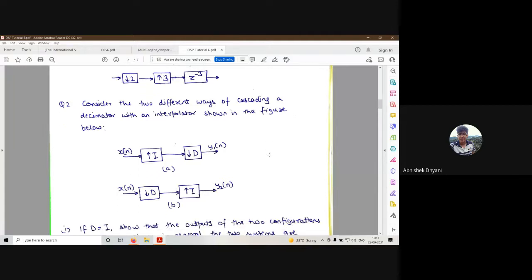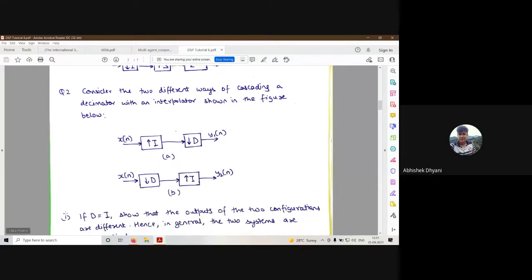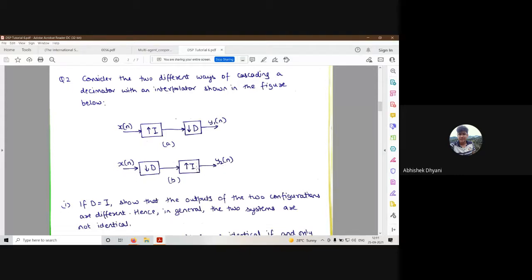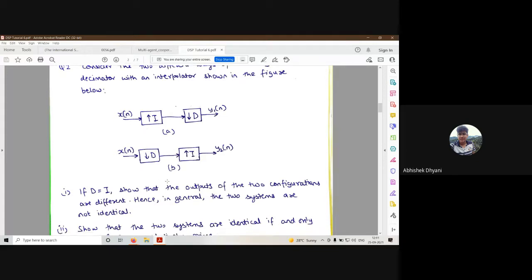Now this question says that if D is equal to I, where D and I are integer values, we have to show that these two output configurations are different. Or in other terms, y1[n] is not the same as y2[n]. Therefore, these two systems are not identical in general. So let's first do this part before we go to the second part.